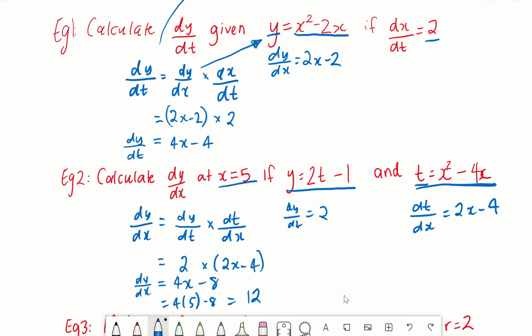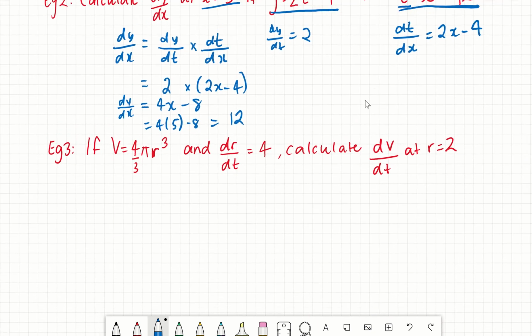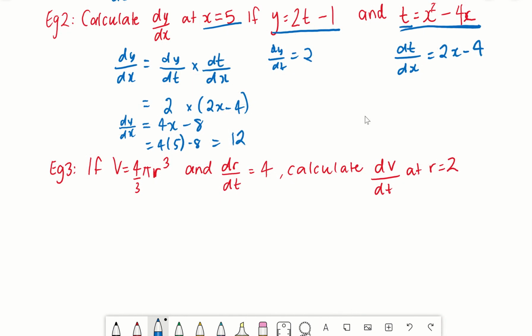All right, let's do one more and then I'll give you a bunch to practice. Okay, this one, we've got volume equals that, 4 on 3 pi r cubed. The derivative of r with respect to t is 4. We want to calculate dv dt. So straight away, I need to know dv on dt. What do I have? I have volume here with respect to r, and they've given me dr dt. So it doesn't matter what order I put them in if I start with this one.